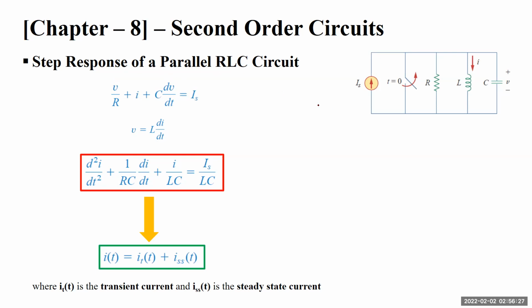So here we see a parallel combination of a resistor, inductor, and a capacitor, and there is a current source attached to it. As soon as time t equals 0 occurs, the switch is thrown and the current source gets in parallel with the RLC circuit.